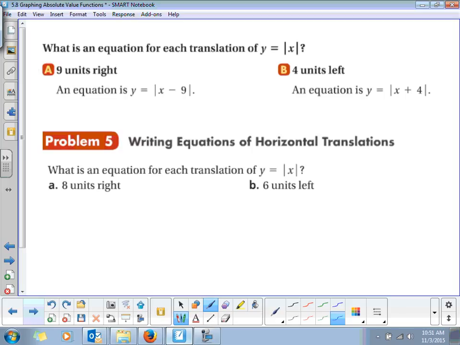And again, you don't have to write this part down, because this is in your textbook. Here it says, what is an equation for each translation of y is equal to the absolute value of x? So here we're translating 9 units right. If we're going to the right, we're going to add or subtract. You're going to subtract. Very good. So here, minus 9. If we're going 4 units to the left, left means we're going to add. This is for horizontal shifts. So your h will be a positive 4.